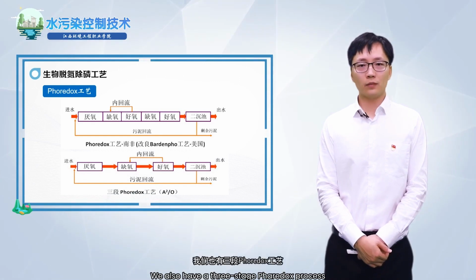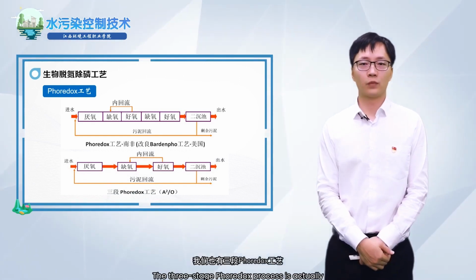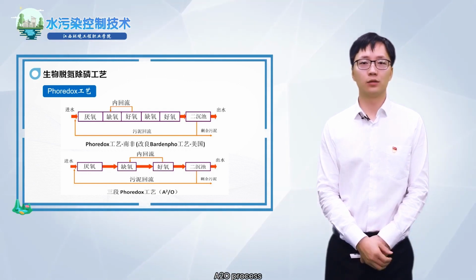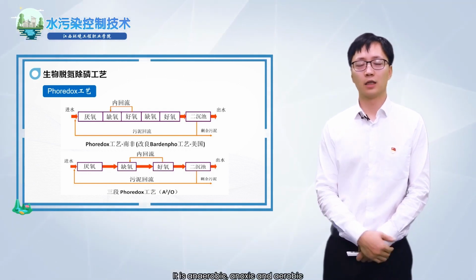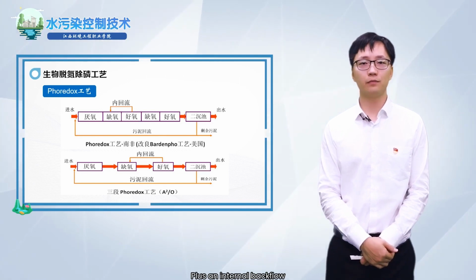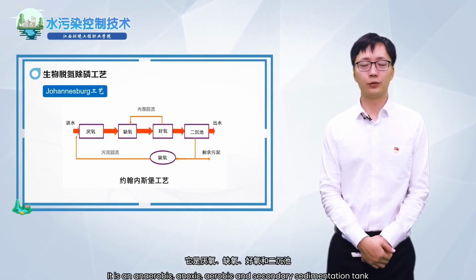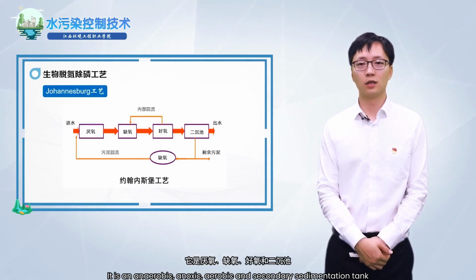We also have the three-stage Phoredox process. The three-stage Phoredox process is actually the A2O process. It is anaerobic, anoxic and aerobic, plus an internal reflux. Next, we see the Johannesburg process. It is anaerobic, anoxic, aerobic and the secondary sedimentation tank.